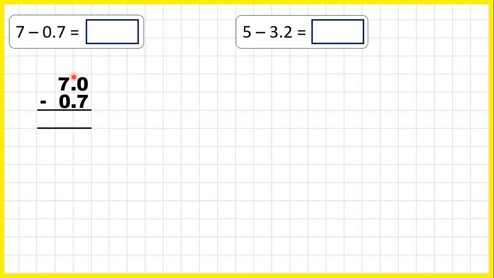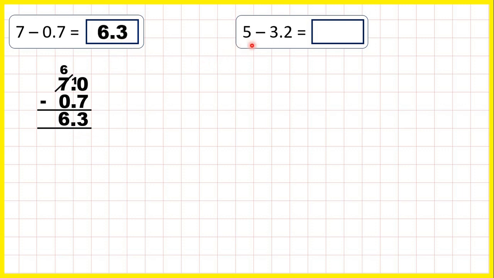The first thing to do is to copy down the decimal point into our answer. So you can see here that our decimal points are all lined up. Now we can use column subtraction. We can't do 0 minus 7, so we go to the left, 1 less, 1 in front. 10 minus 7 is 3, and 6 minus 0 is 6. So our answer is 6.3.